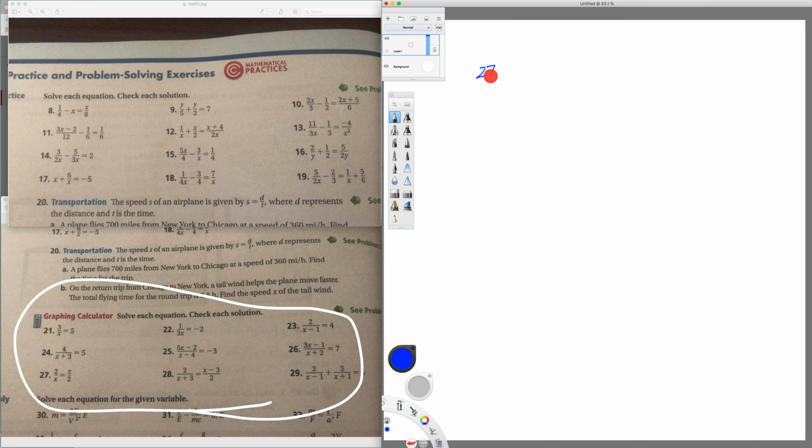Number 27. We have 2 over x is equal to x over 2. So my common denominator is going to be an x, and a 2 is going to be a 2x. So I'm going to multiply this by 2x and this by 2x. So here the x's are going to cancel, and 2 times 2 is 4. Here the 2's are going to cancel, and x times x is x squared. So I have that x squared has to equal 4.